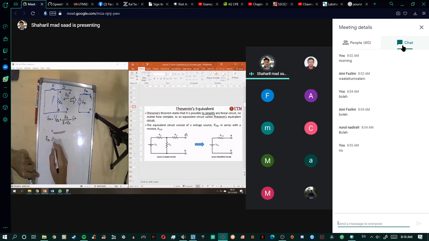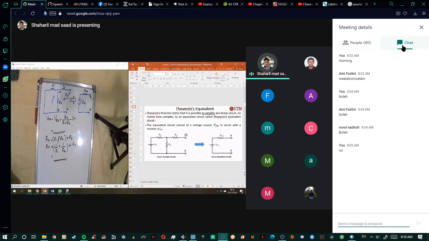RTH is equal to R1, which is parallel with R2. And then after a parallel, it can become a series, so this one plus R3. So you got here 1 over R1 plus 1 over R2, and plus R3. Now you got RTH.